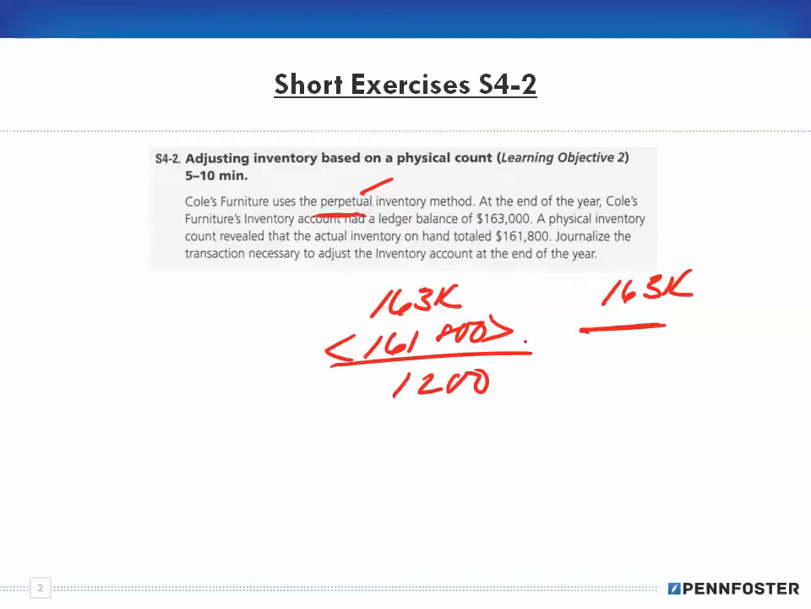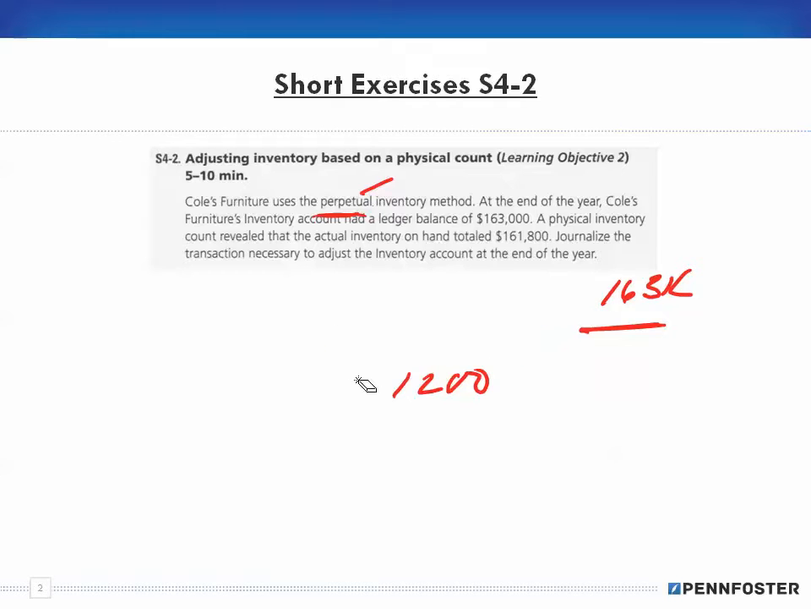Remember, with a perpetual inventory method, every time something goes into inventory or comes out of inventory, you need to make the journal entry. So basically what they're saying here is they didn't make the journal entries. Now when they get to the end and see that the actual inventory is $161,800, it's like, how come? So an adjustment has to be made for the $1,200.